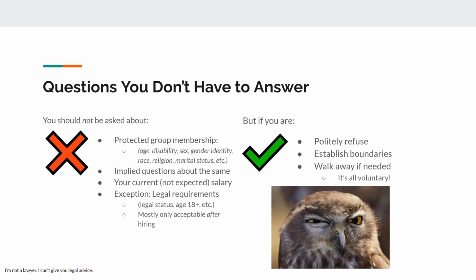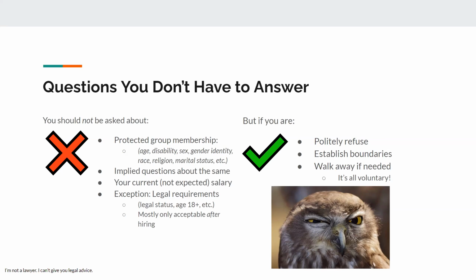Oftentimes the questions will be framed innocently, like, oh, you're from such and such a place. I'm also from such and such a place. You go to such and such church or synagogue or mosque. I also go there, or something like that. It'll seem very innocent and appropriate.